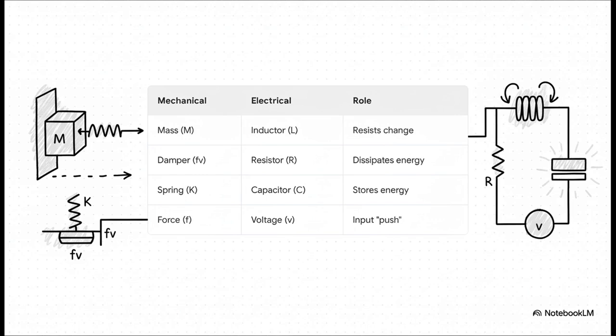A mass, which fights against being moved, behaves exactly like an electrical inductor, which fights changes in current. A spring, which stores up energy when you stretch it, is the twin of a capacitor, which stores up electrical energy. It's this beautiful, unifying idea that makes engineering so incredibly powerful. You solve a problem once, and you've solved it for a whole family of different systems.